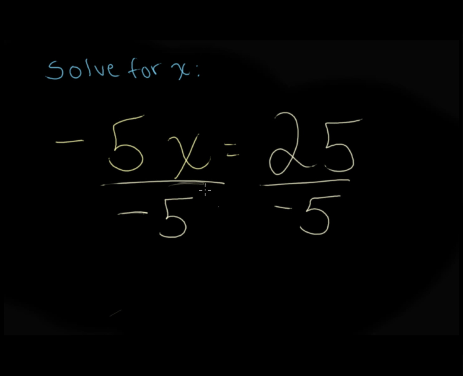Now the negative 5's on the left side cancel out, and 25 divided by negative 5 is negative 5. Remember, dividing a positive by a negative results in a negative answer.